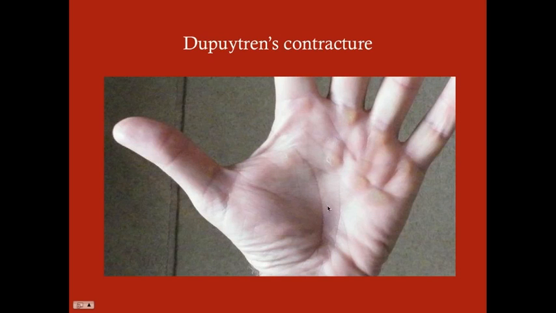And here's a Dupuytren's contracture. So here you can see a nodule here, a nodule here, a nodule here, here, here, here. This is just a mild case. And you can see there's really nothing around the thumb and pointer finger. Maybe this is a nodule.